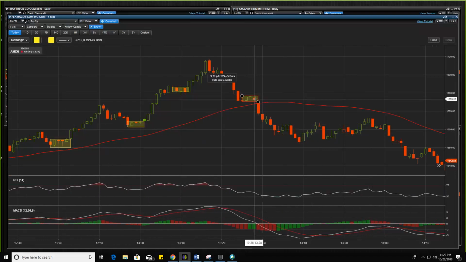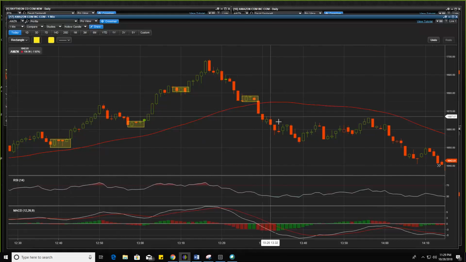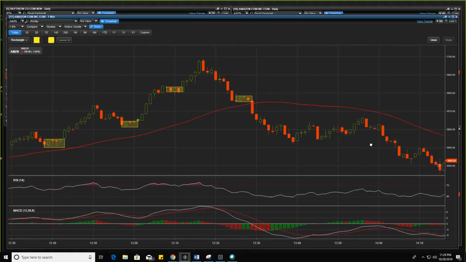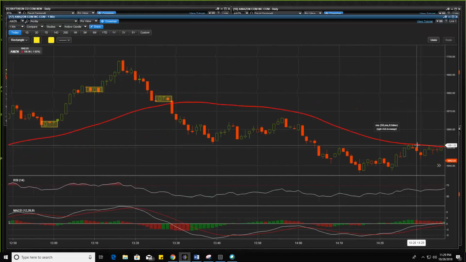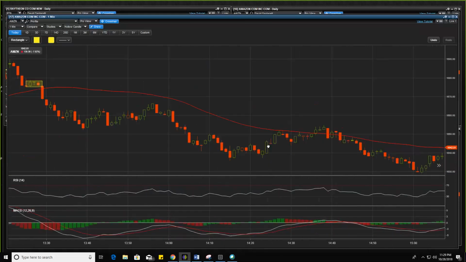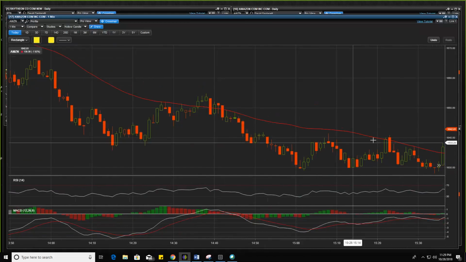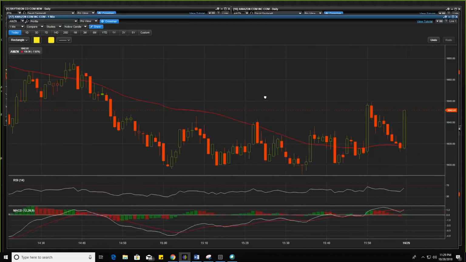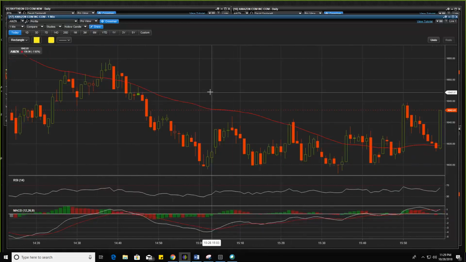Here, we drop below the SMA. Now we're getting up to it, failing to break above it, and then dropping. Okay, you see, we got up to it and we dropped. We got up to it, we dropped. Do you see how powerful that is, guys?